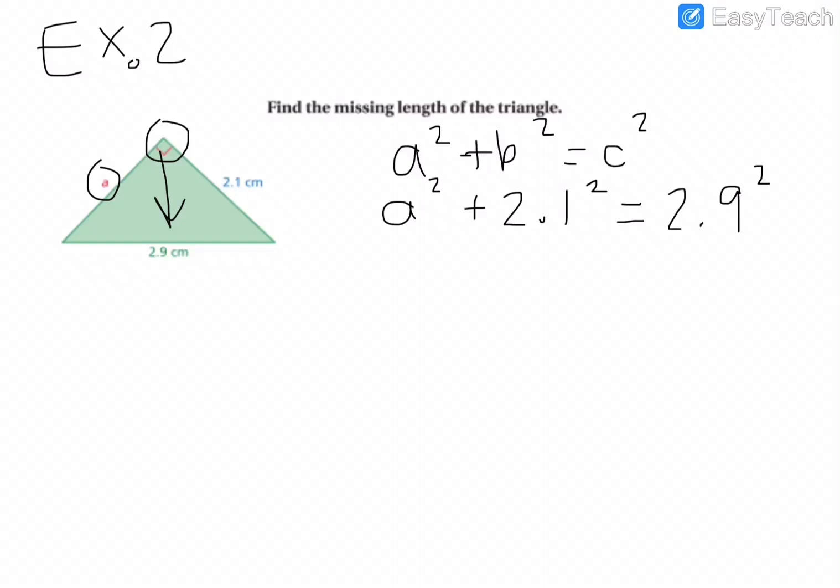So we're going to have to evaluate. I would probably treat this as 21 and 29, and then you can put the decimal point back in. So I'm going to do that off to the side here.